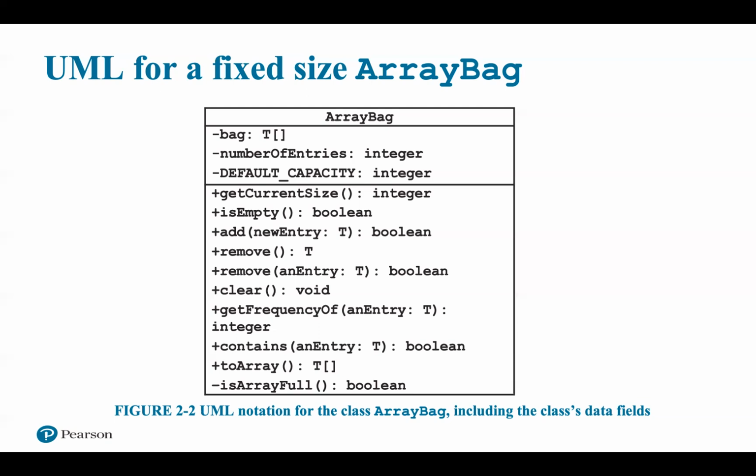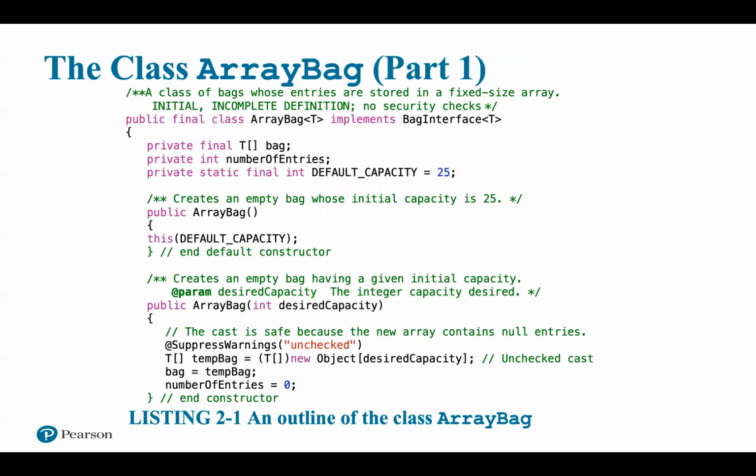In addition, we will want to track the current number of entries in the bag. So these are the things that we can be talking about. So we can define the following data fields for our class, and we're showing that. We're also getting into the methods and those kinds of details in the lower part of this figure. Here we have an outline of the class ArrayBag, and we're getting into constructors.